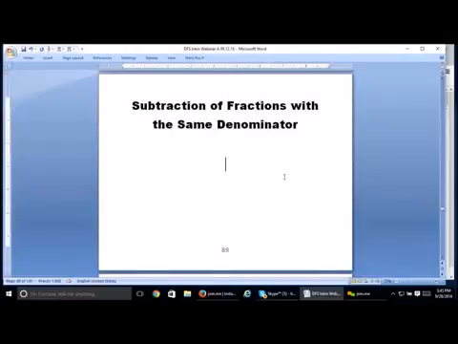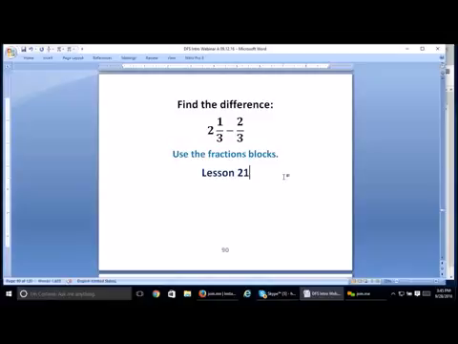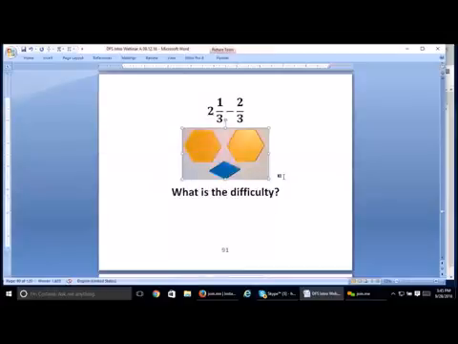Okay, let's look at subtraction of fractions with the same denominator. So we begin with something like this. And we ask the students to take out their fraction blocks. This is lesson 21. So here you have 2 1/3, and they need to take out 2/3. So at this point, the students have to think a little bit. Why? Because we need to take 2/3 or 2 blue blocks, and we don't have it here. We don't have any.